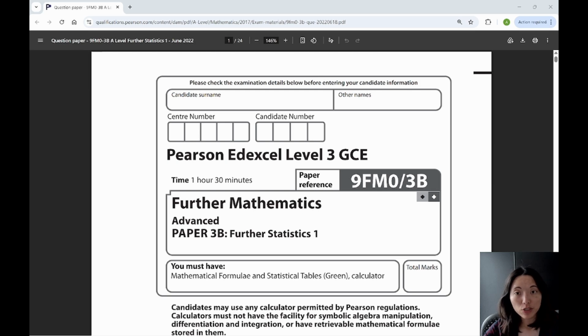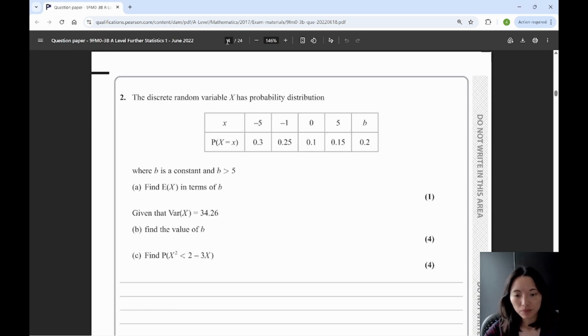We're now going to take a look at question 2 of the A-level Further Statistics paper from June 2022. In the question, it says the discrete random variable x has a probability distribution with x taking the values of -5, -1, 0, 5, and b. And we're given that b is a constant greater than 5.